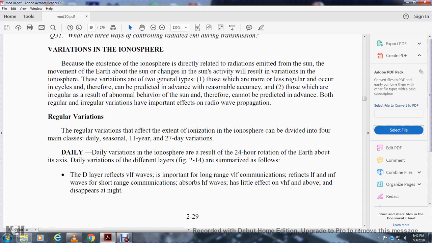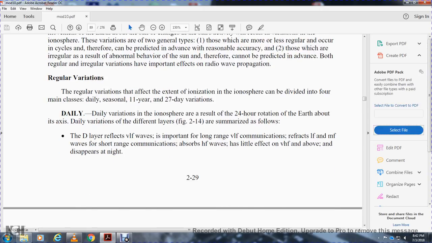The D layer reflects VLF waves, important for long-range VLF communications, refracts LF and MF waves for short-range communication, absorbs high-frequency waves, and has little effect on VHF and above. It disappears at night.